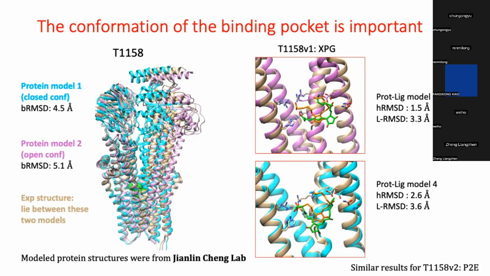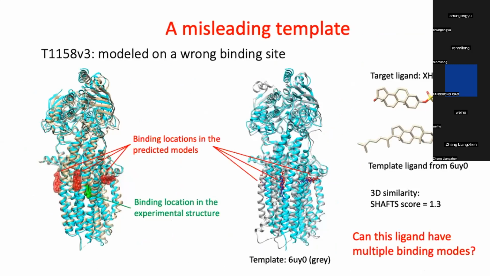Both of them gave a relatively okay ligand conformation, ligand binding mode. The reason is that even though the big conformation is not correct, the local binding pocket for these two different protein conformations is pretty similar. So basically it's the conformation of the binding pocket that's important for the ligand structure prediction. And here, this case is a misleading template, so we failed this case.